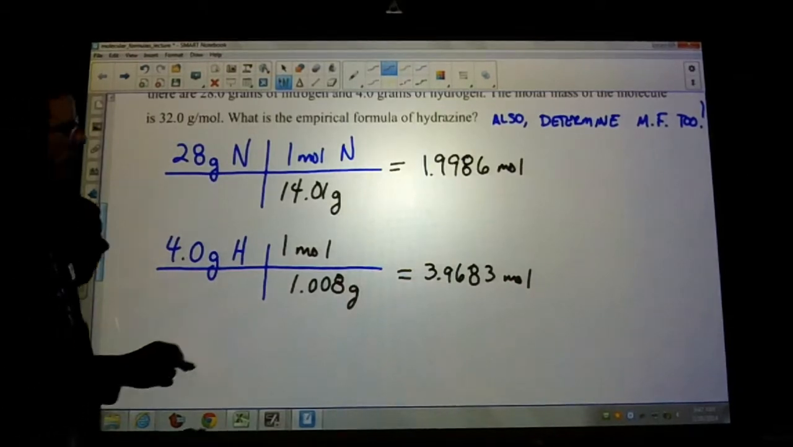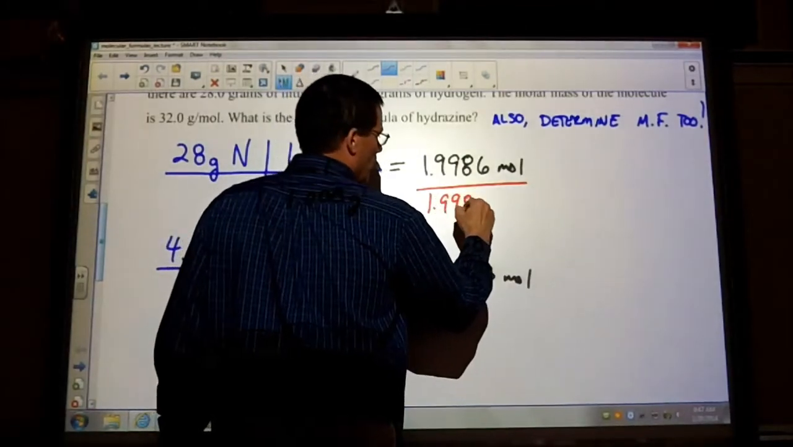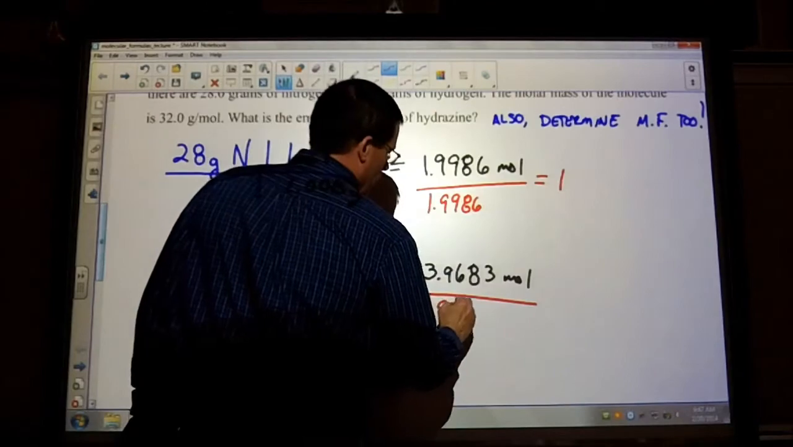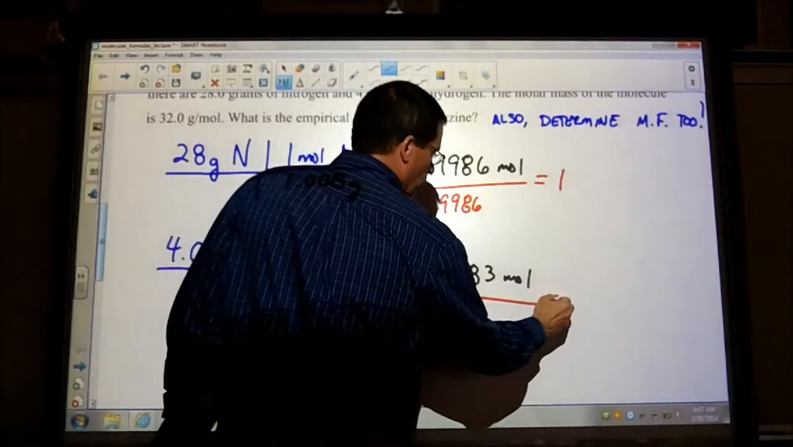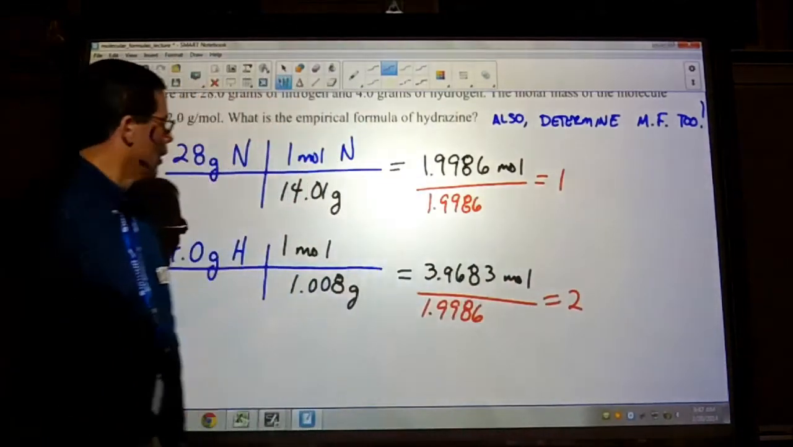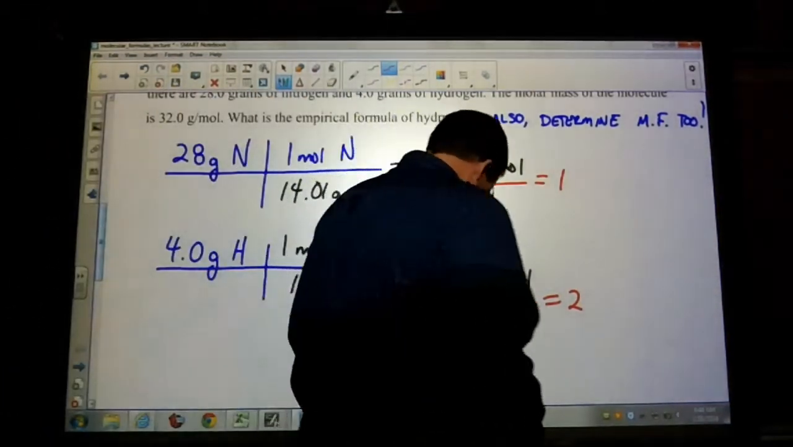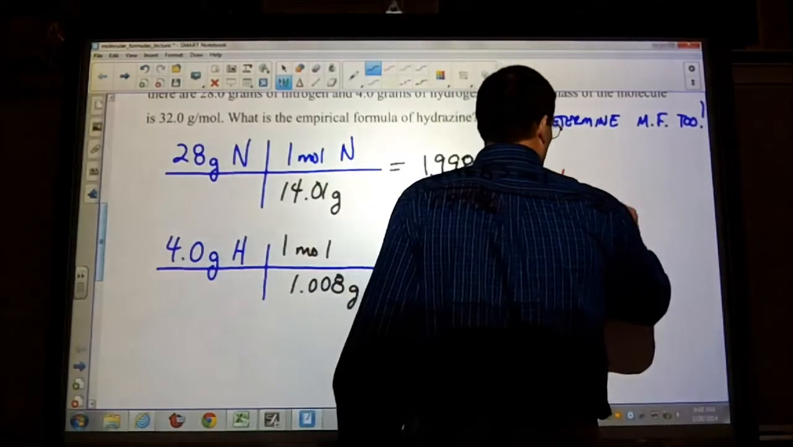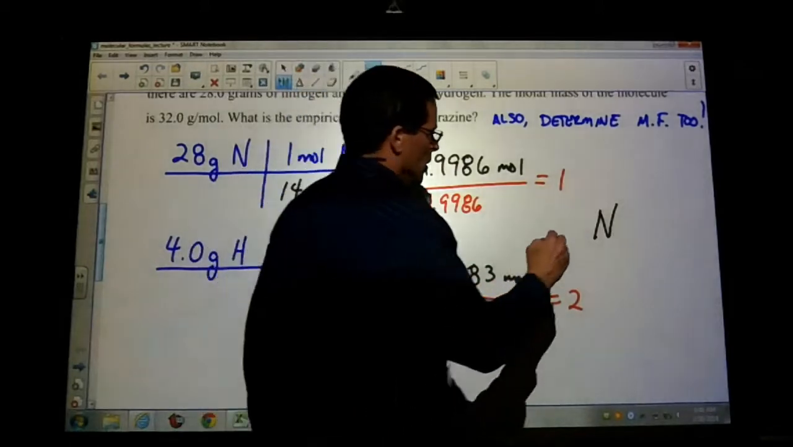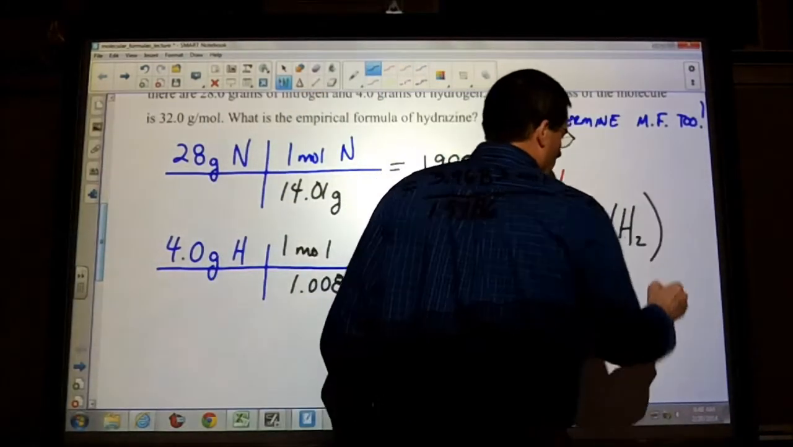So what do we want to do now? Yeah, divide it by the smallest number of moles. So in that case, that's a 1. And this is very close to 2. Okay. So what is the empirical formula for hydrazine? 1 N and 2 H's. Good. Okay, so that's our empirical formula.